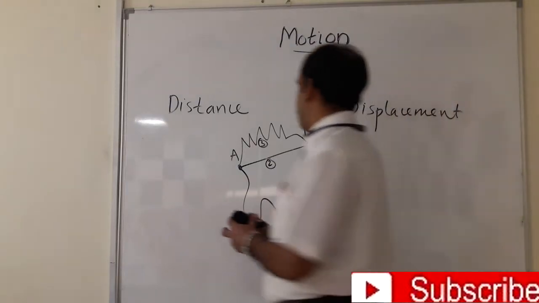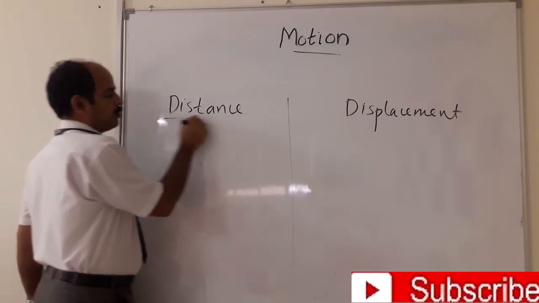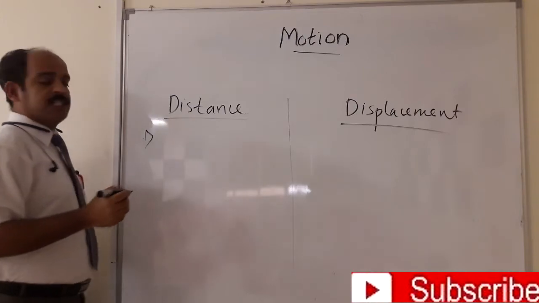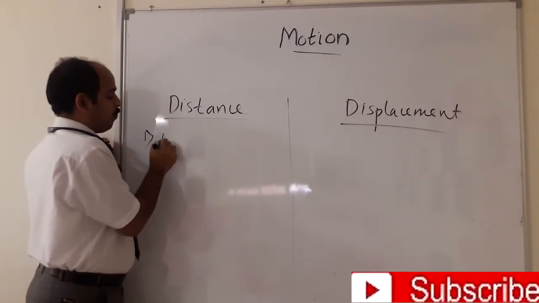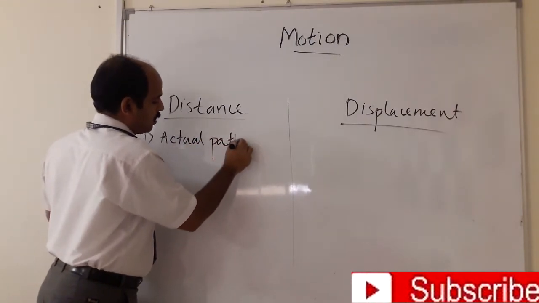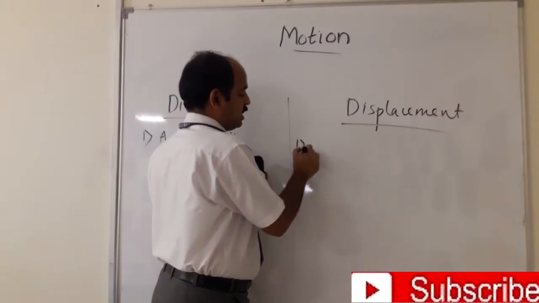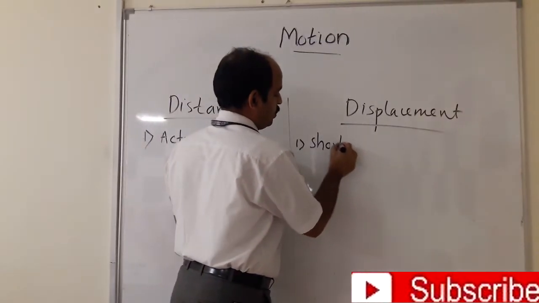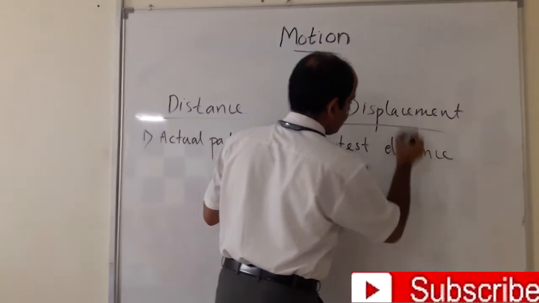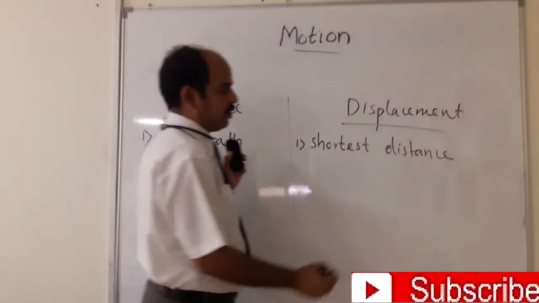Alright. Now let us see the difference between distance and displacement. Distinguish between distance and displacement. Okay. First one. What is distance? First point is actual path covered by the body. Actual path covered by the object, right? Here, shortest distance between initial position and final position of an object, right?